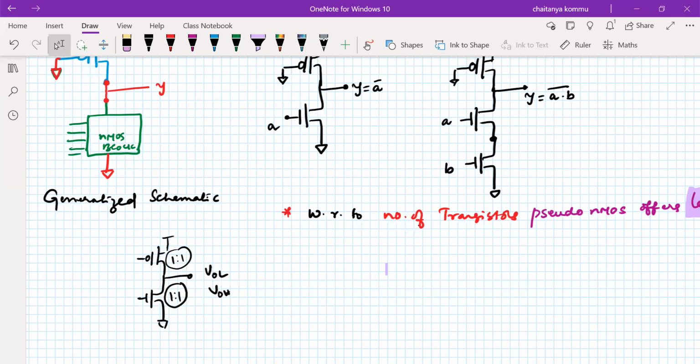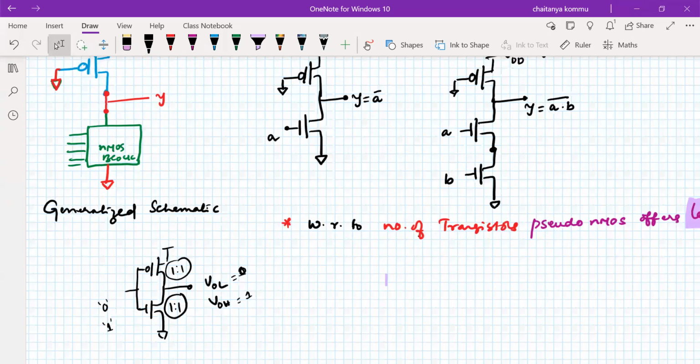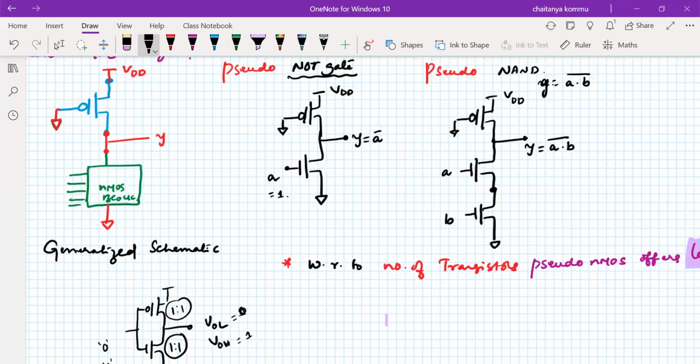Why? Because here, statically, if you apply 0, you'll get only the logic high value, and at that time only one transistor is on. If you apply logic 1, again it depends on only one transistor, and the logic low value will be generated. So the possibility of both transistors being on is very small in the general CMOS approach. But in this particular approach, when you make A equal to 1, both transistors become on. Why? Because the PMOS is always on, right?